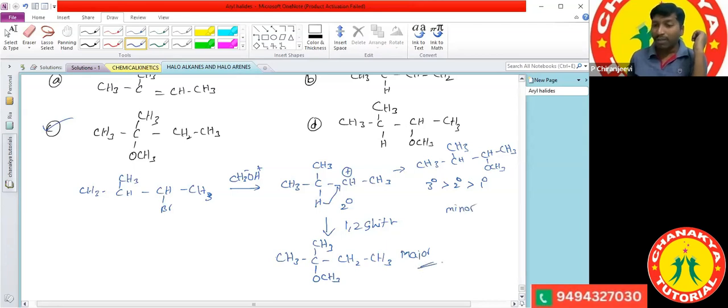So why are we calling it the major product? How are we going to explain the major product and minor product according to the Markovnikov rule? Major product and minor product can be explained based on the stability of the carbocation only, right? In the Markovnikov rule also. Is it right or not?